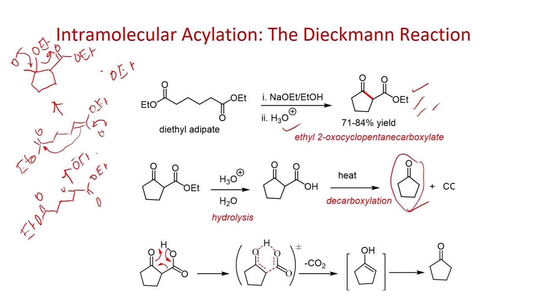When you do hydrolysis, it will be converted into the carboxylic acid. You can do acid hydrolysis, and you will get the carboxylic acid. Once you form the carboxylic acid, when you heat in acidic medium, it can undergo decarboxylation to give cyclopentanone as the product.